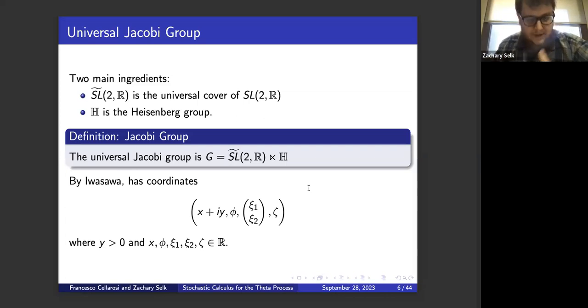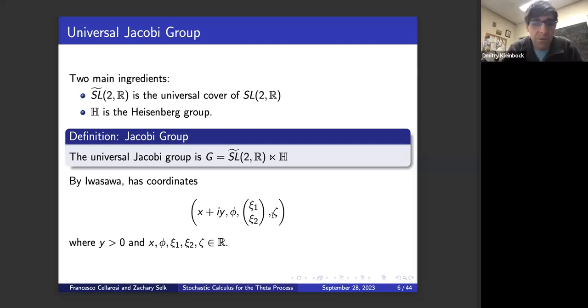these different sums. And by Iwasawa decomposition, you can apply Iwasawa to SL2R. Well, the Heisenberg group here you can think of as kind of just R3. So we have the upper half plane, we have this phi coming from the Iwasawa decomposition, and then these three other variables coming from the Heisenberg group.